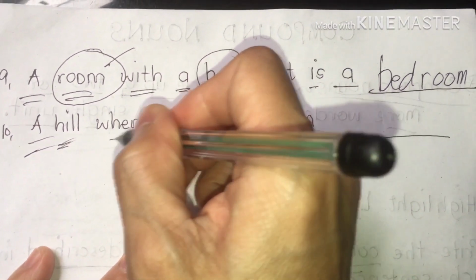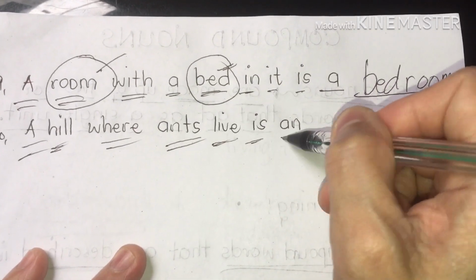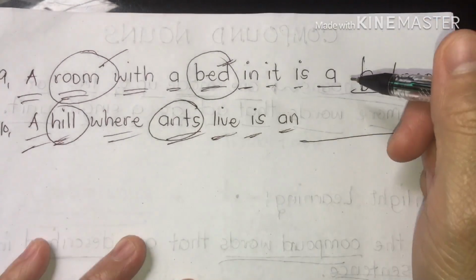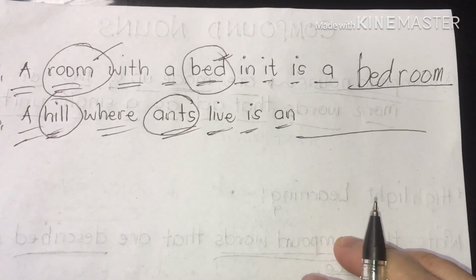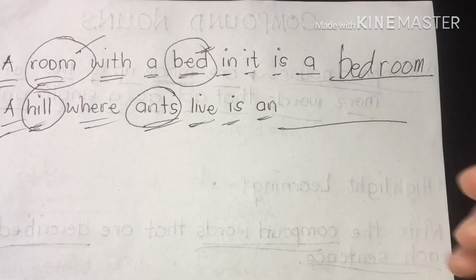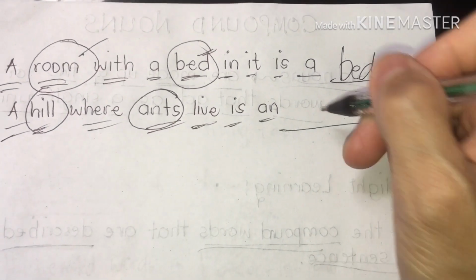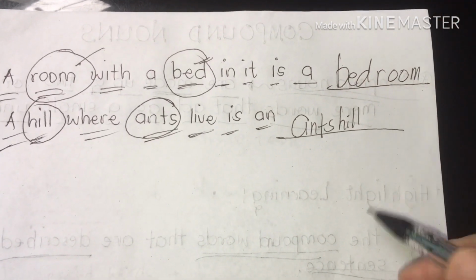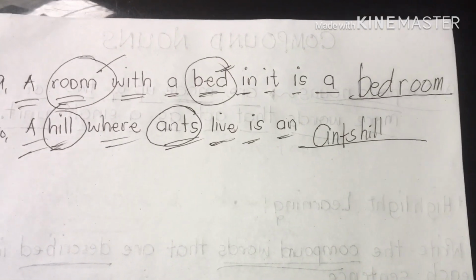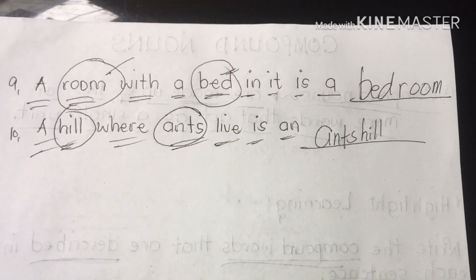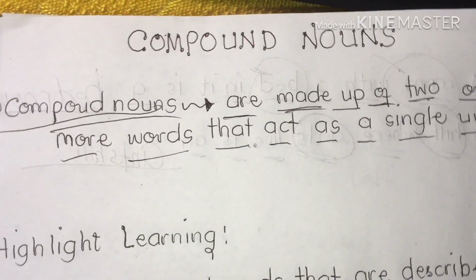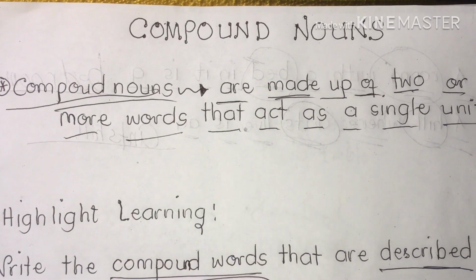Next, a hill where ants live is an blank. So we're going to write two words here, hill and ants. The hill is, for example, like the Chocolate Hills. Ants are tiny insects. When we combine ants and hill, this is their house. Hope, guys, you learned a lot from me about our topic, compound nouns. Okay, this is our topic for today.